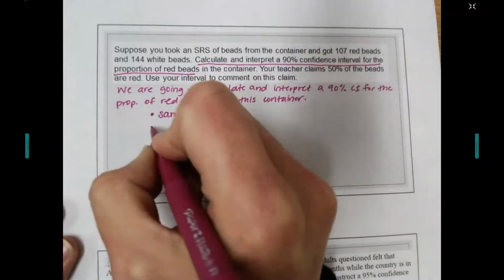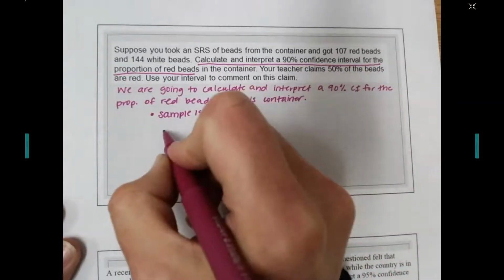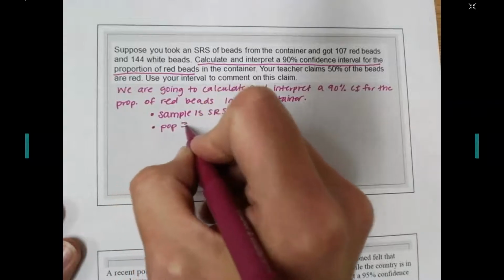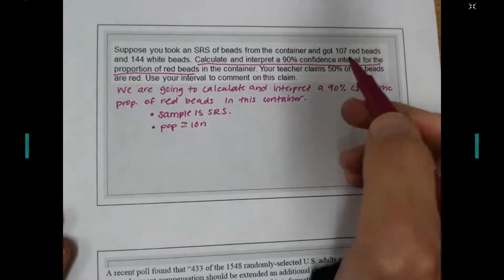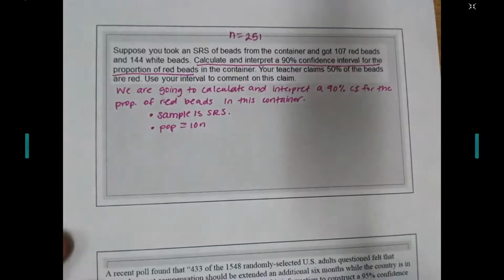Now, since we took a sample, then we need to make sure that the population is at least 10 times the sample size. Now, how big is the sample size? Well, if I got 107 red beads and 144 white beads in my sample, 107 plus 144, I picked 251 total beads out. Okay, so my sample size is 251 if I add those two together, right?